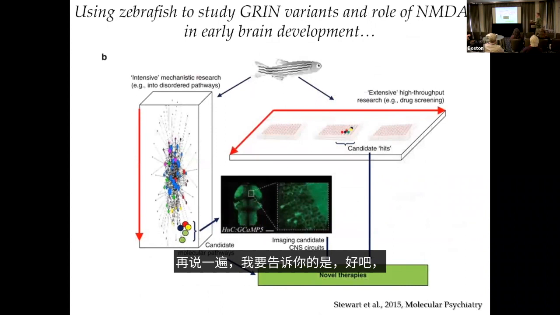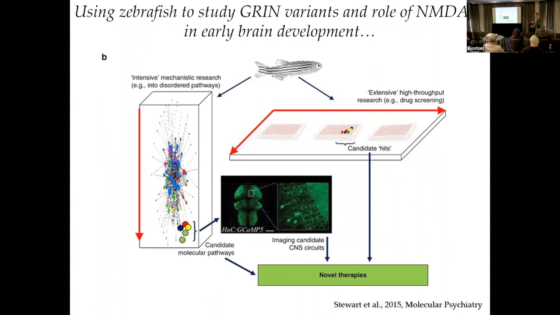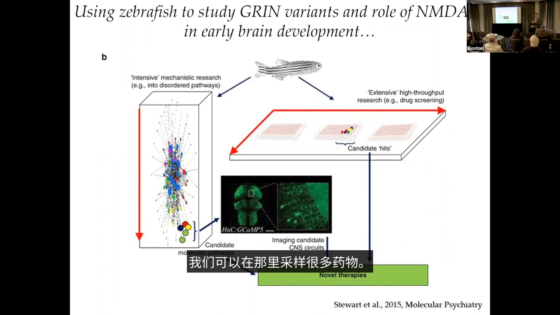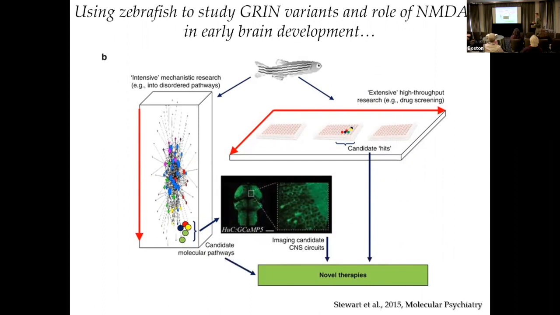And again, what I'm going to tell you is, we're interested in zebrafish. We're using zebrafish to understand NMDA receptors and disease-associated variants. Ultimately, we want to start doing high throughput drug screens using 96 well plates where we can sample a lot of drugs.